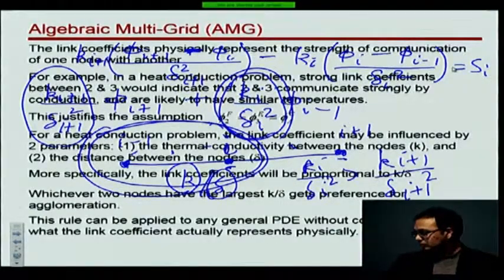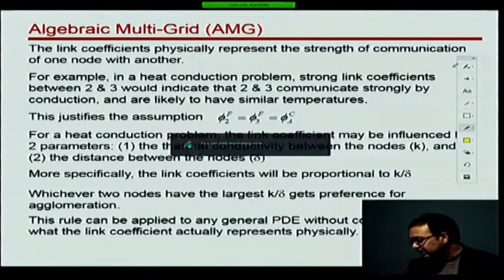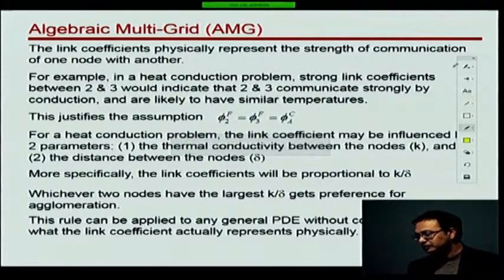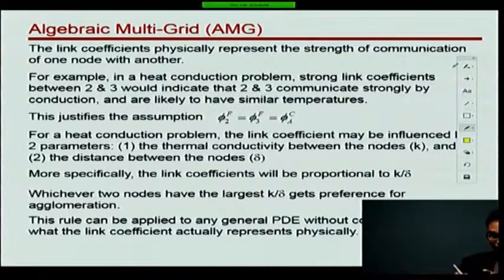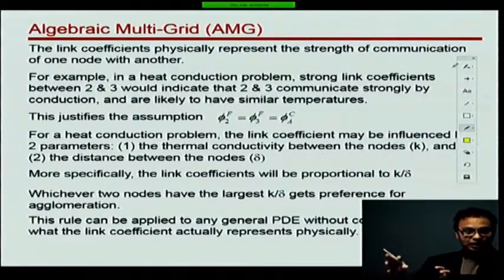And this rule can be applied to any general PDE without consideration of what the link coefficient actually represents physically. So that's what people do. They compare link coefficients between neighboring nodes, and then they say, okay, this link coefficient is the largest, so I'm going to agglomerate these two. Question?